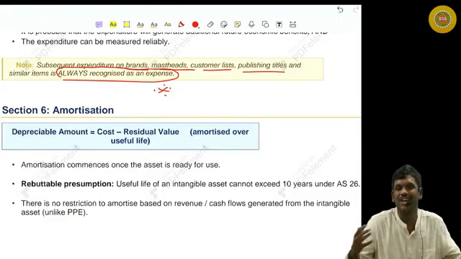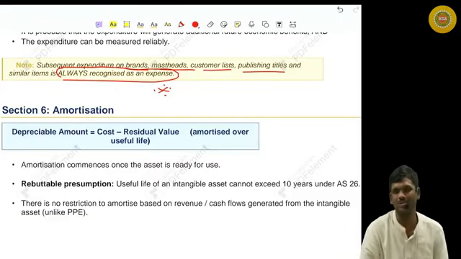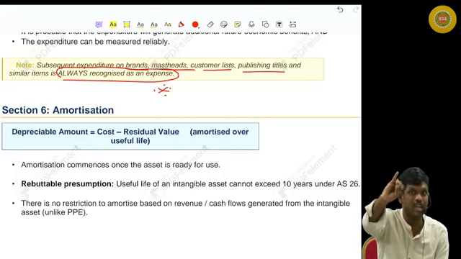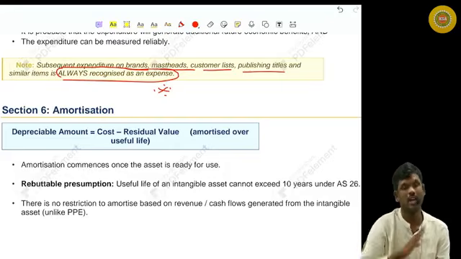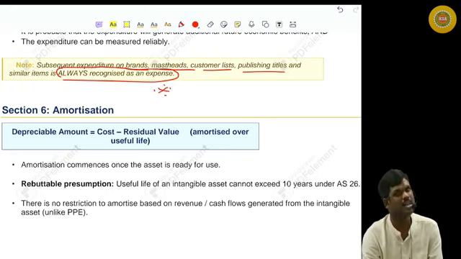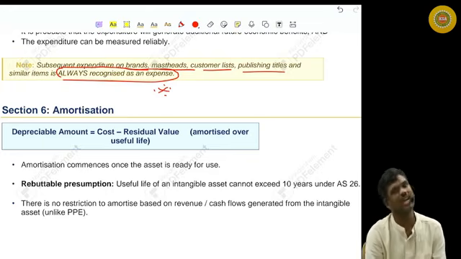This is very near to AS10, so you can easily revise it very quickly. Keep certain important points such as research and development only. No revaluation model is another one. Now in amortization, we have certain small differences. Those are mainly the important points. Otherwise, this is almost similar to our AS10.